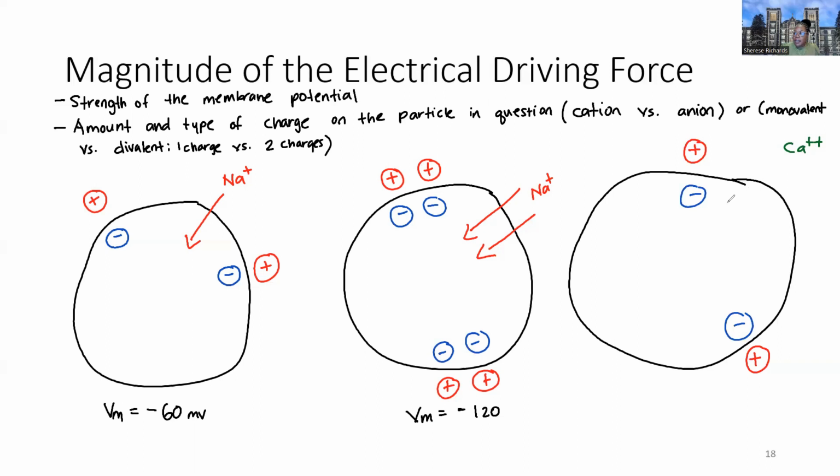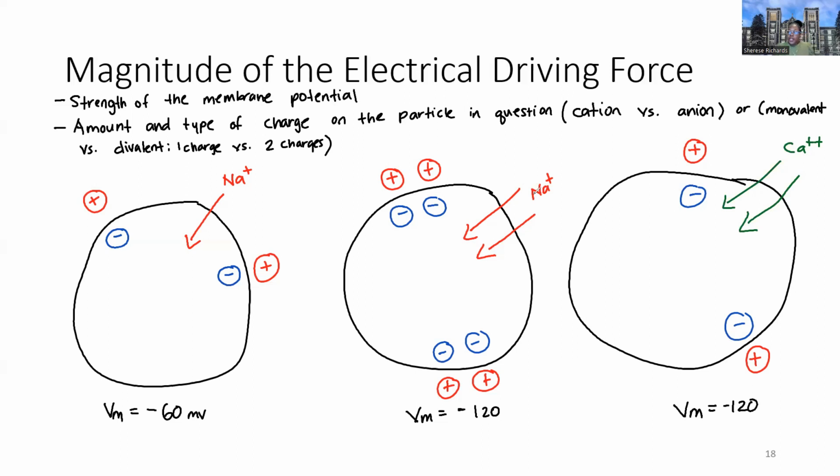So it's going to be a similar electrical driving force and a similar membrane potential. So our membrane potential here is also going to be -120 because we have a divalent ion instead of monovalent.